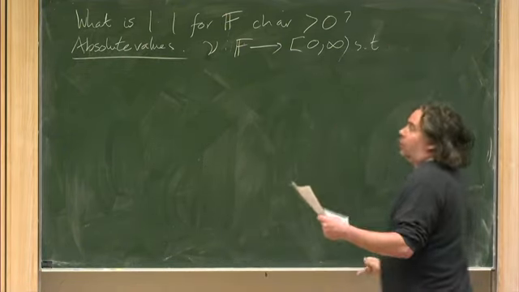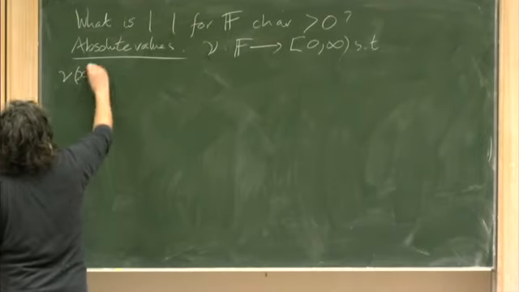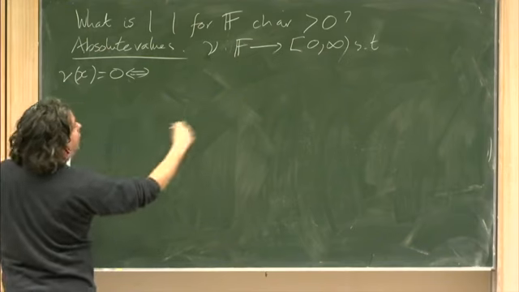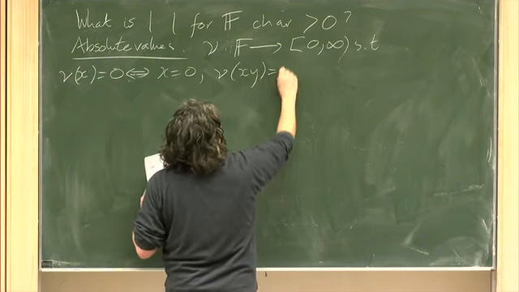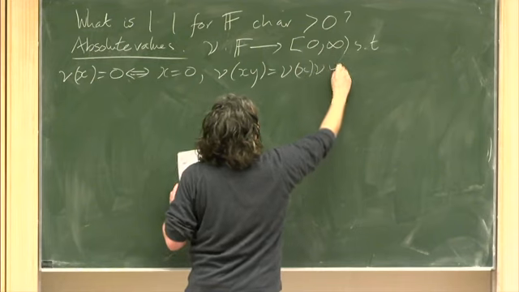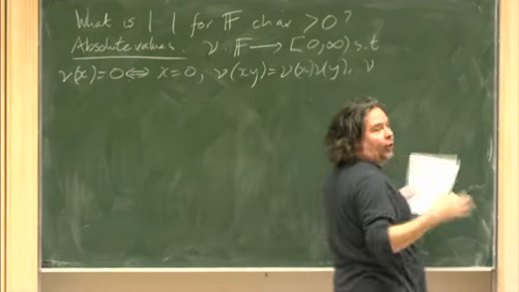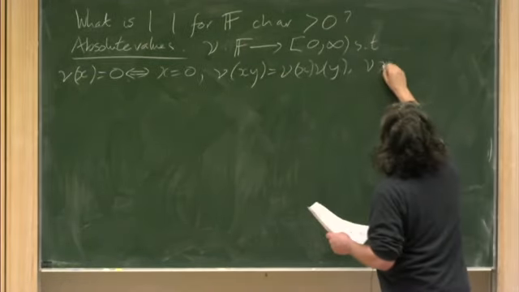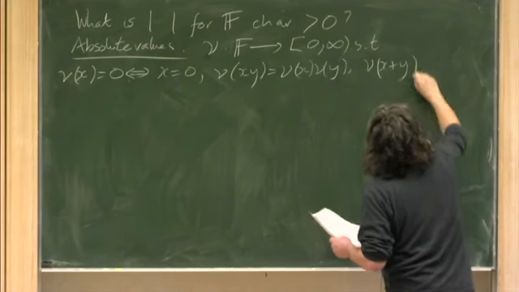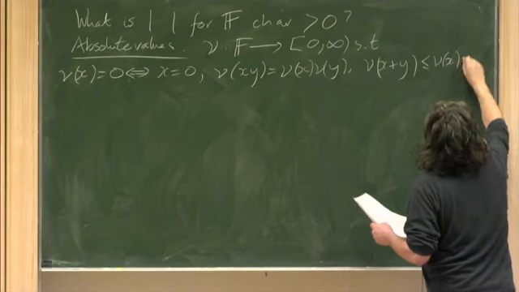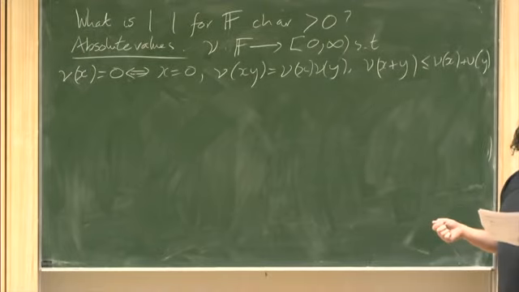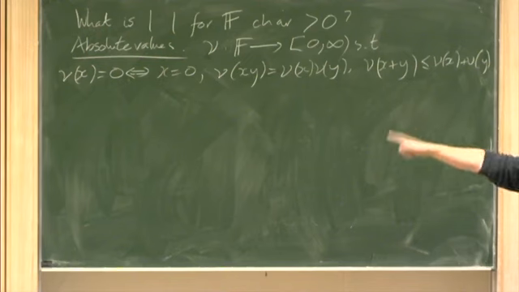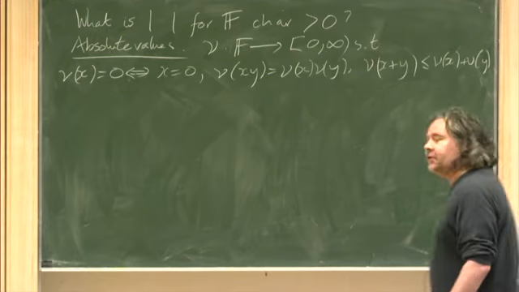So what properties will we want? We'll want a zero property. It returns 0 if and only if you have the 0 element. We'll want it to be multiplicative, so mod of xy is mod x, mod y. And we'll want additivity. And that's it. So anything satisfying that on any field can be called an absolute value. And the point is, you don't have to stick to the modulus in the complex numbers that you know and love. In fact, you have to go away from that.